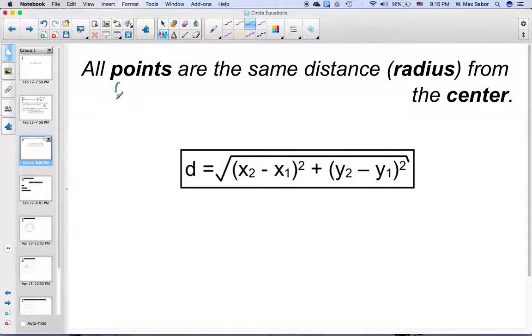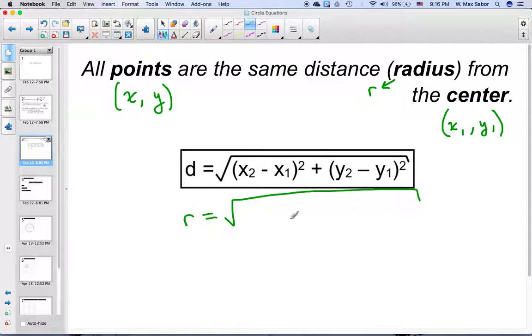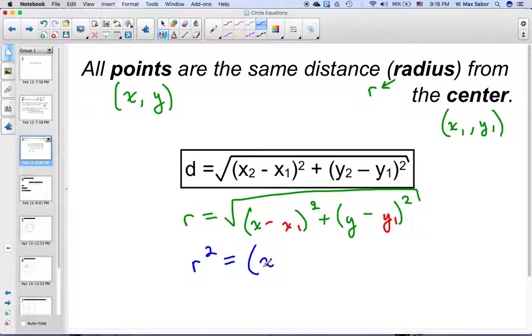A point would be something like x, y. The radius will be r. And the center I'll call x1, y1. So the distance is going to be r. It's going to be equal to the distance formula, where one of the points will be x, y and the other point will be x1, y1. And typically we will square both sides just to get rid of the square root. So r squared equals x minus x1 squared plus y minus y1 squared.